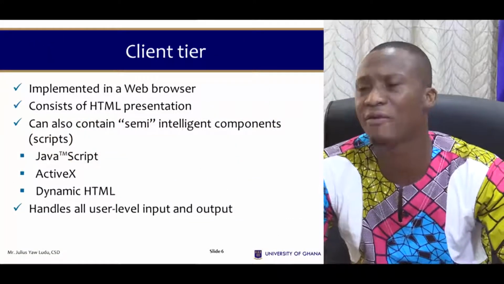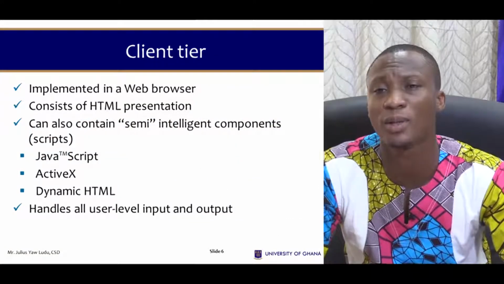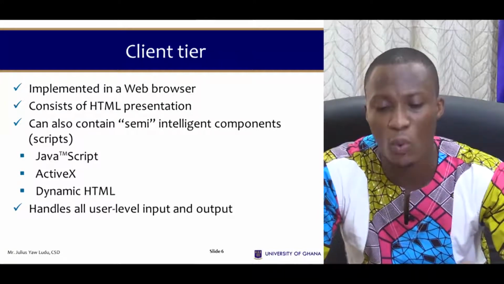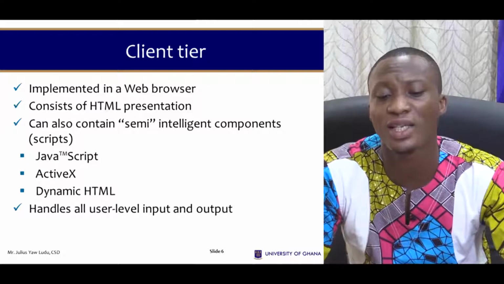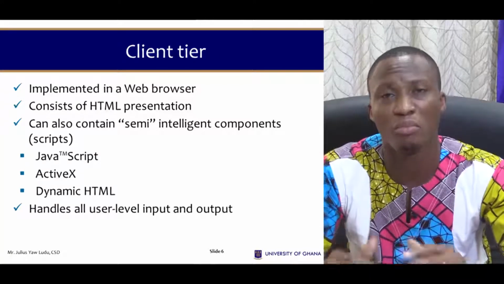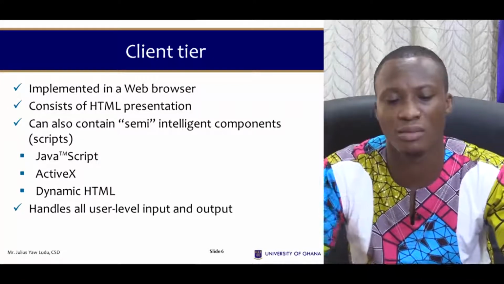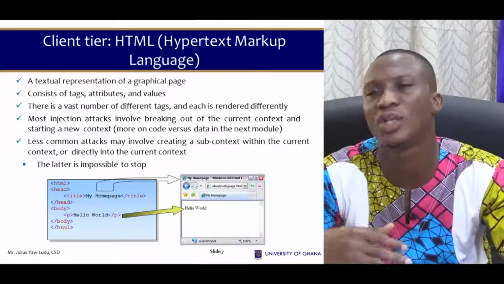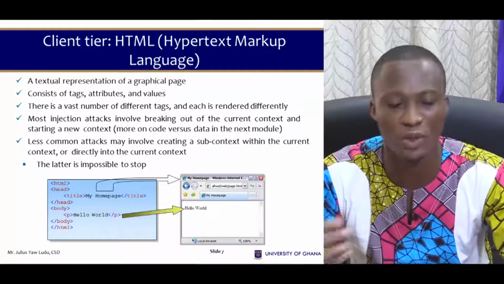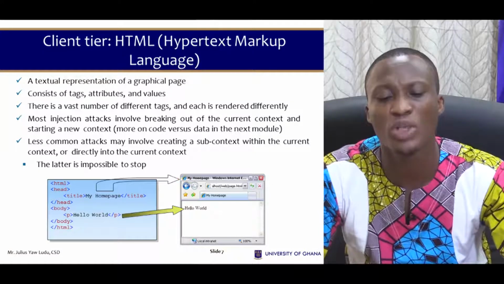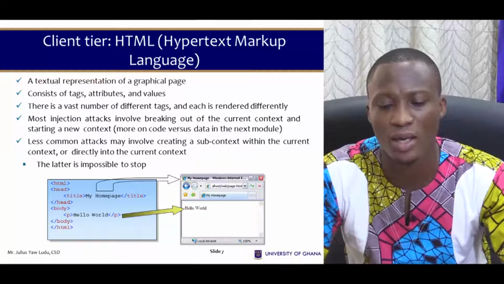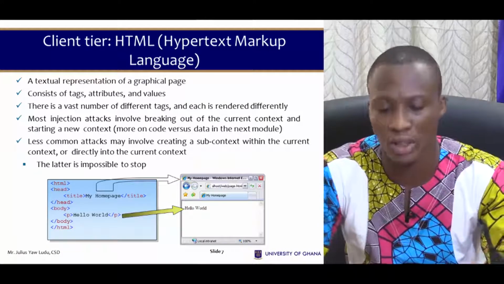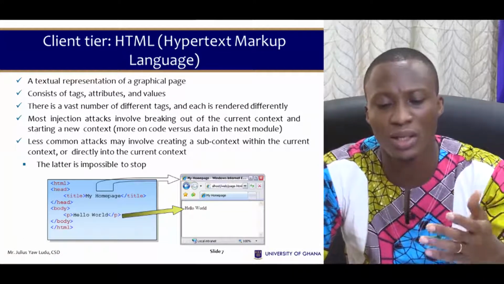With the client tier, there are various forms. We are talking about basically HTML, and this is implemented in our web browsers. We have the HTML, just plain text that has a textual representation of the graphical page, consisting of tags, attributes, and values. Most injection attacks involve breaking out of our current context. So this is the HTML.